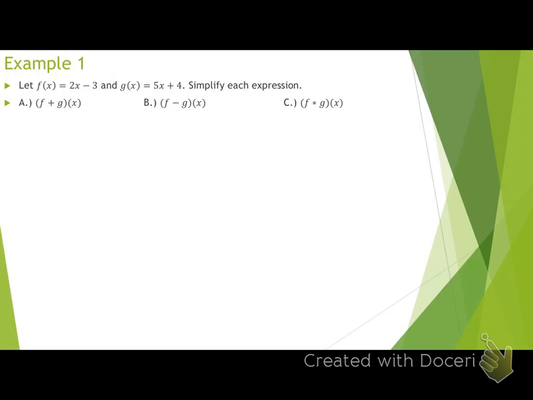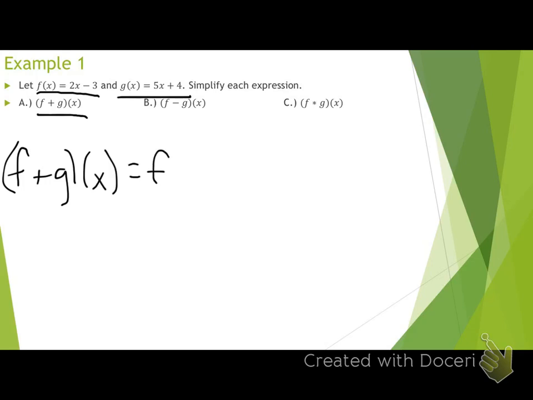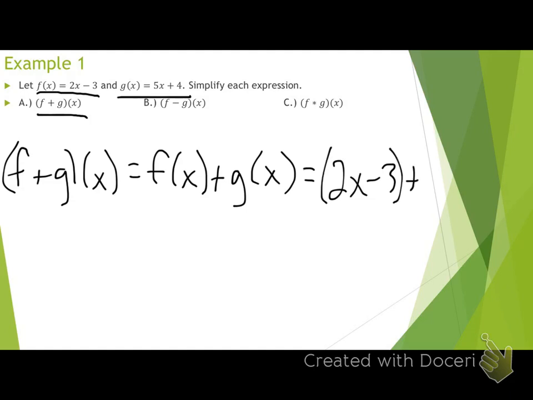It says let f of x equal 2x minus 3 and g of x equal 5x plus 4. Simplify each expression. So, for letter A, I have f plus g of x, and it gave me f of x equals 2x minus 3, g of x equals 5x plus 4. So it has f plus g of x, so I'm just adding f of x plus g of x. So remember, it's f of x plus g of x, which would be 2x minus 3 plus 5x plus 4. So now I can just add my two polynomial functions.